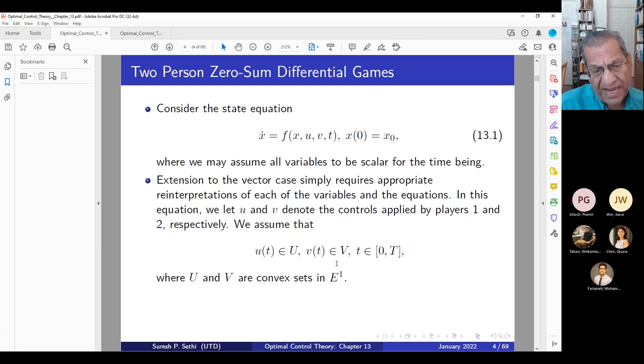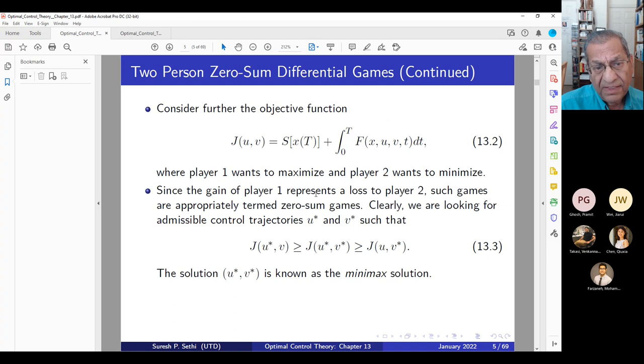The second thing is we have no problem here. We put U(T) in some set U and we put V(T) in some set V. We assume these to be convex, so it is not a big deal here. Then we have an objective function, which depends on U and V. It is S of X(T), from 0 to T, and some value that you have to integrate.